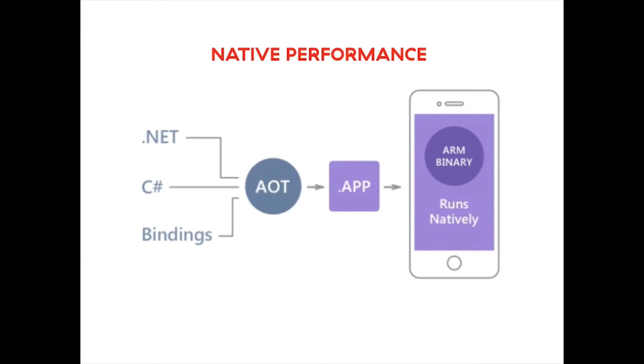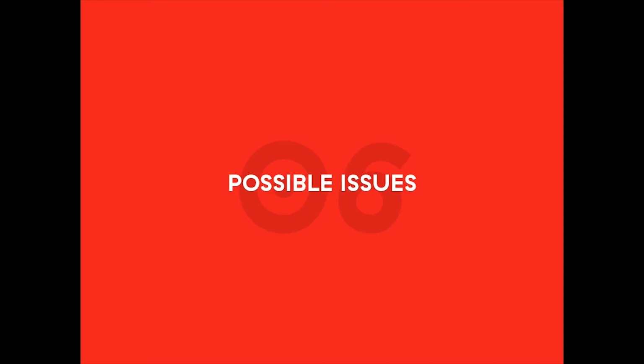When I talk about the native performance, you need to have the .NET runtime, your C#, your bindings, and it will be performed ahead of time compilation to produce an ARM binary, which is then submitted to the App Store. As I said before, this binary is a little bigger than the one that you will get when using Xcode because you need the .NET runtime. And as I said before, I think Apple is doing something similar with Swift.